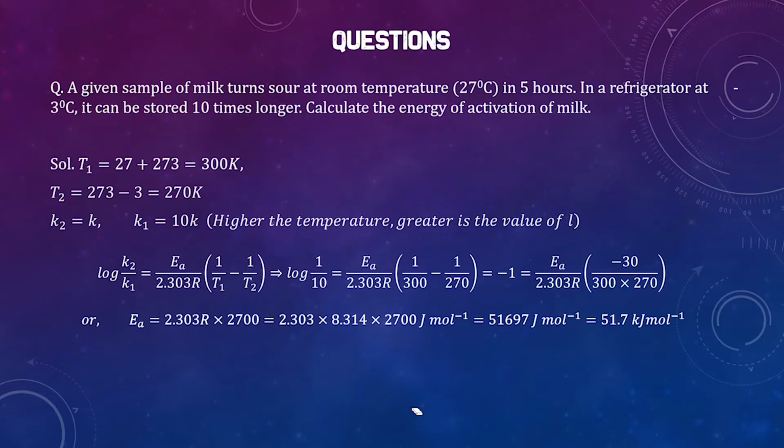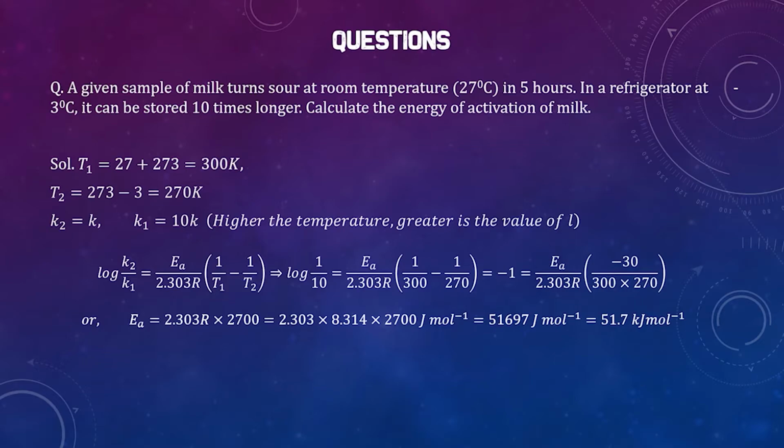Now the next question. A given sample of milk turns sour at room temperature, 27 degrees Celsius, in 5 hours. In a refrigerator at 3 degrees Celsius, it can be stored 10 times longer. It becomes spoiled in 5 hours, but if we keep it at 3 degrees temperature, we can store it 10 times longer. You have to calculate the energy of activation of milk.